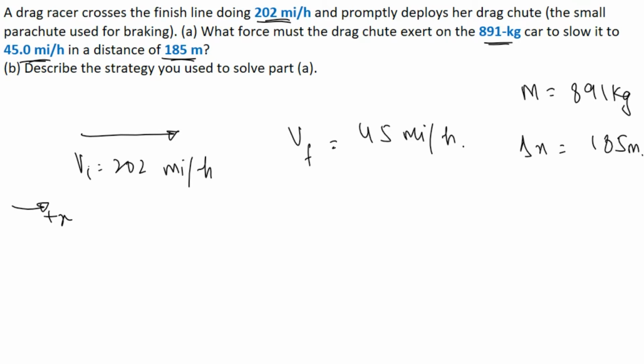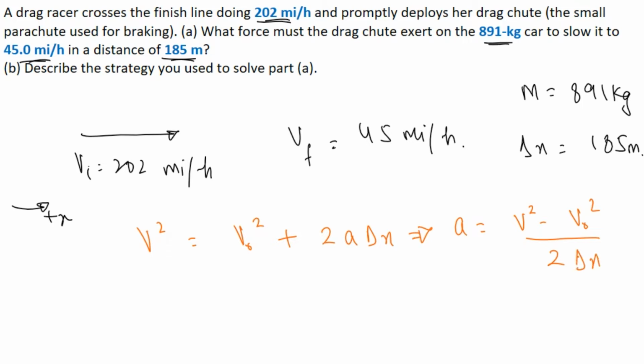To find the force exerted by the drag chute on the car, we will first calculate the acceleration. For acceleration, we can use the kinematic equations that we studied earlier. So we can use this equation: v square, the final speed, equals the initial speed square plus 2 times a times delta x. And from here, a equals v square minus v naught square divided by 2 delta x.